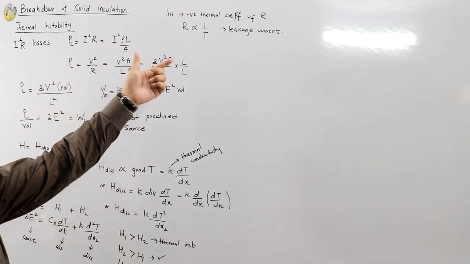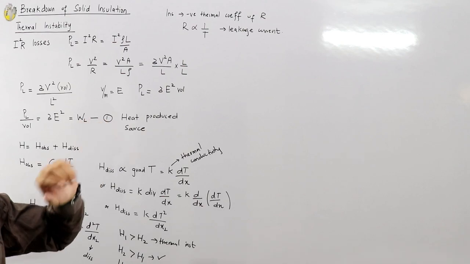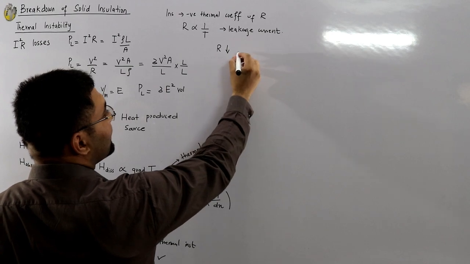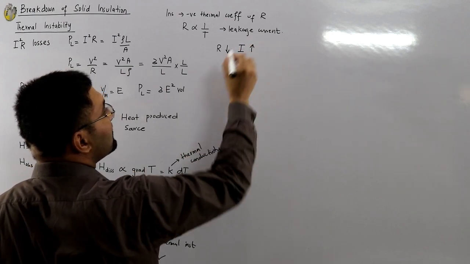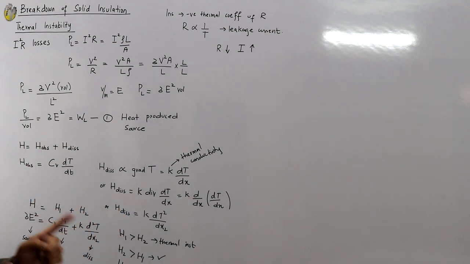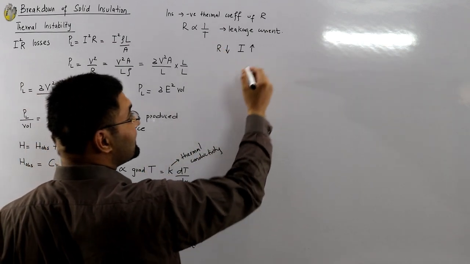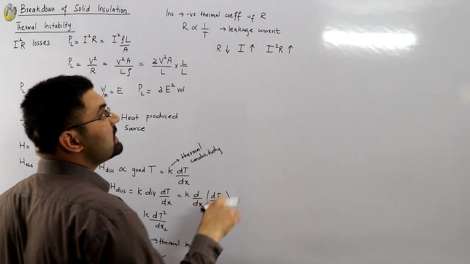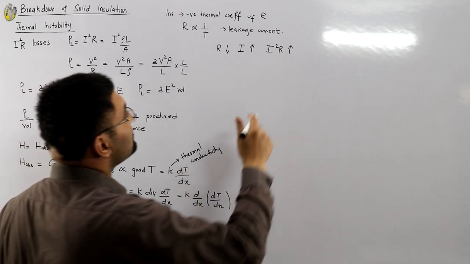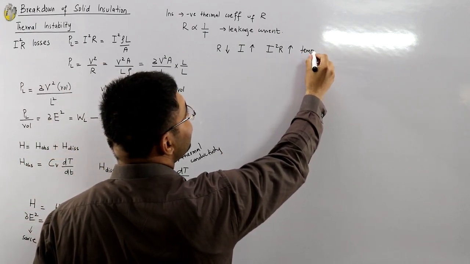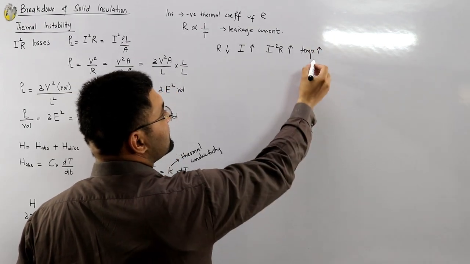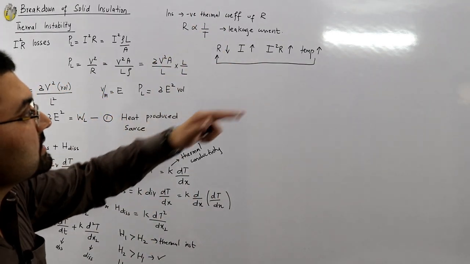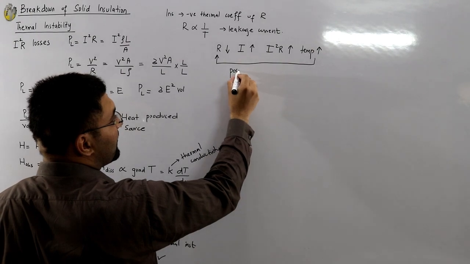But the thing is that the resistance of the insulator has decreased with the increase in temperature. So if the resistance has decreased, the leakage current through it would increase. If the current has increased and resistance has decreased, this means the I square R losses would further increase. I square R losses are further increasing, which means the temperature is further increasing. And if the temperature is further increasing, again the resistance is decreasing. And this is a positive feedback phenomenon.